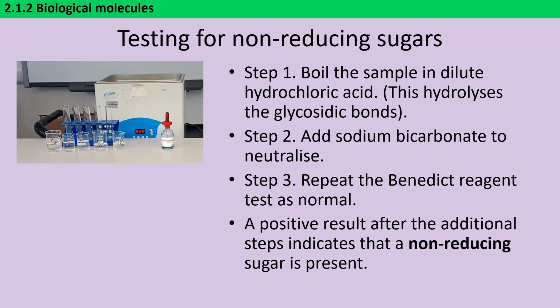So having done those first two steps, we then just carry out the Benedict test exactly like we did before, and this time if we get a positive result, that tells us that we must have initially had a non-reducing sugar present in the sample.